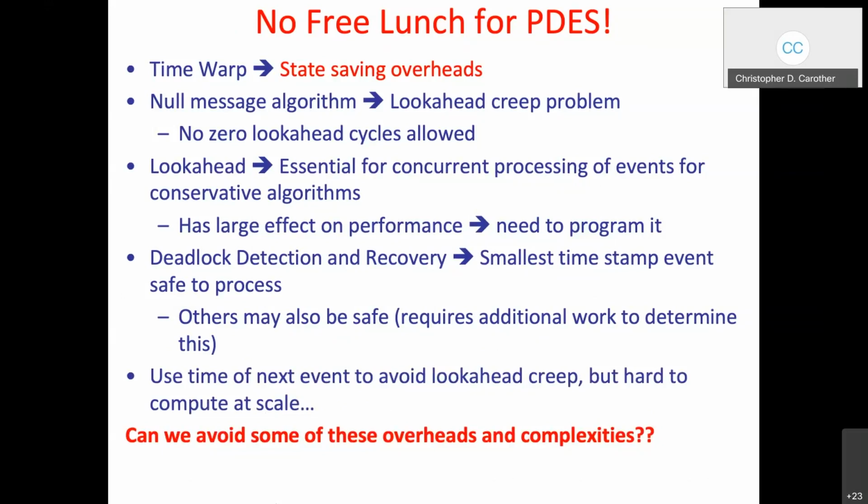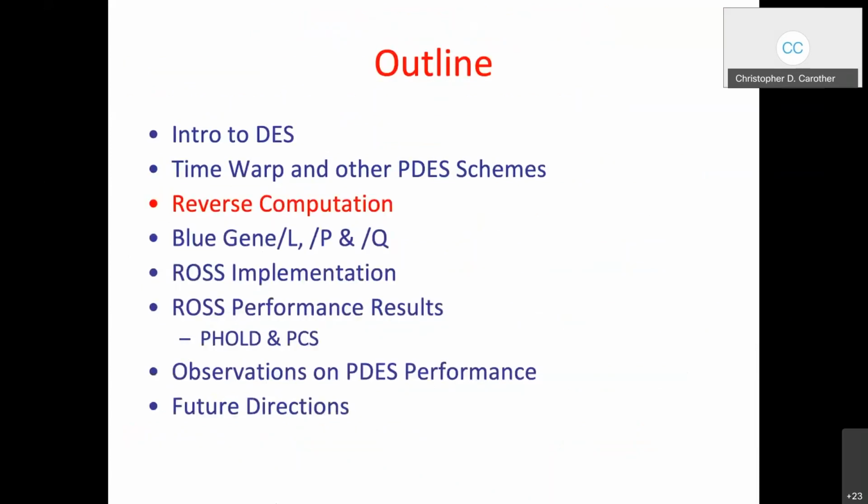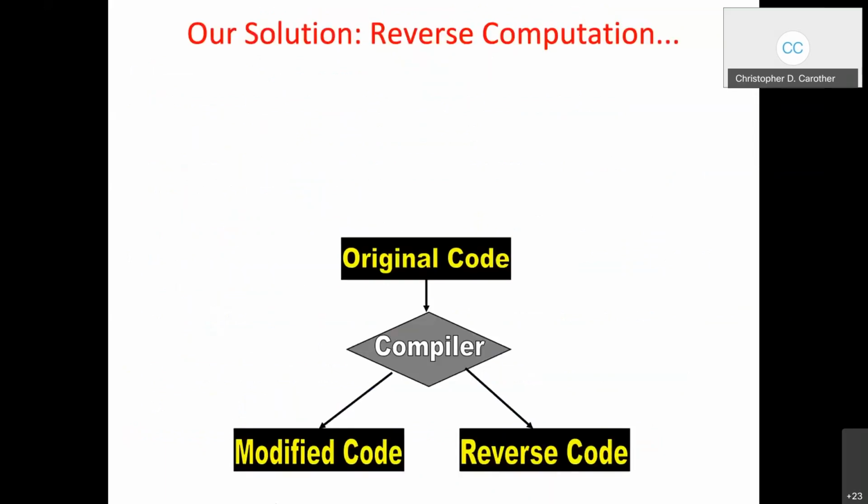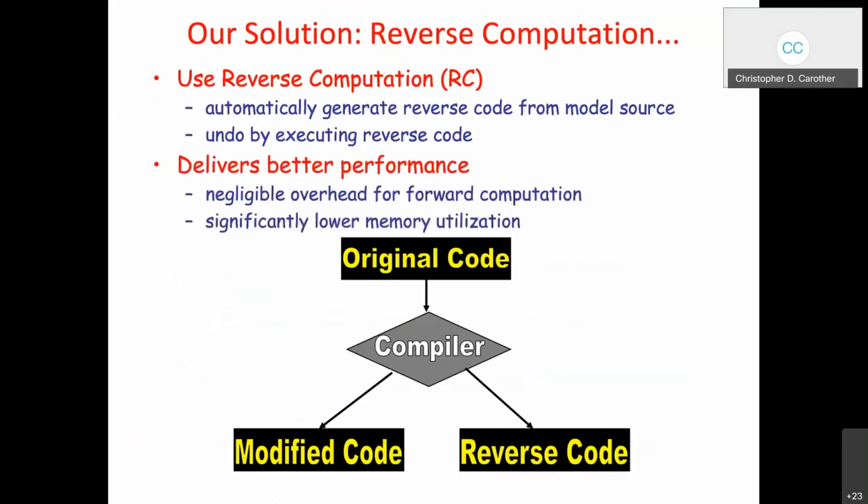And so this jumps into the topic of reverse computation. To avoid these state saving overheads, we came up with the idea some years ago, in fact, to think about whether, instead of doing state saving, we could automatically generate the backwards code or reverse code from the model source. That reverse event code would effectively undo the state changes that the forward code did.